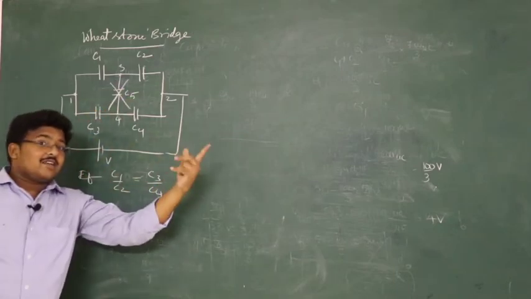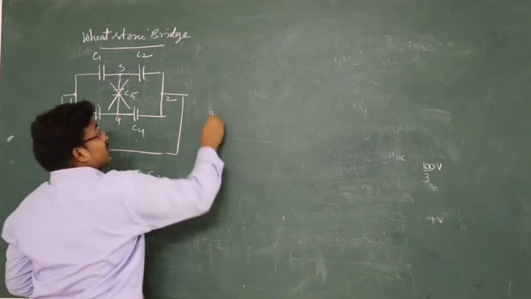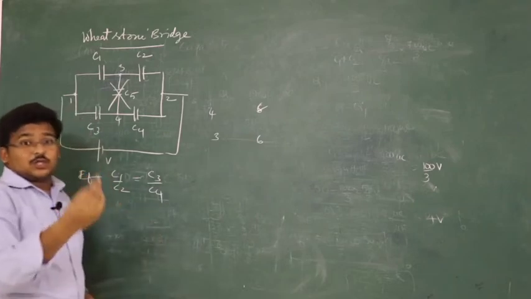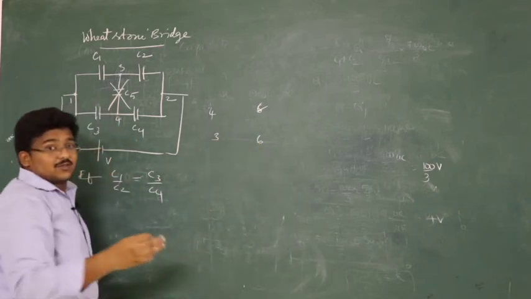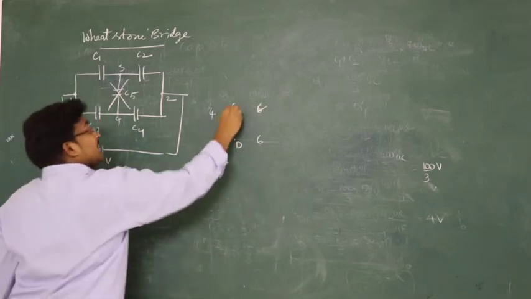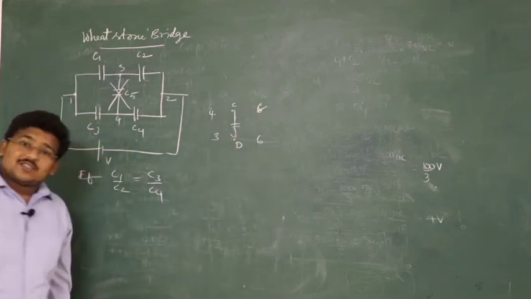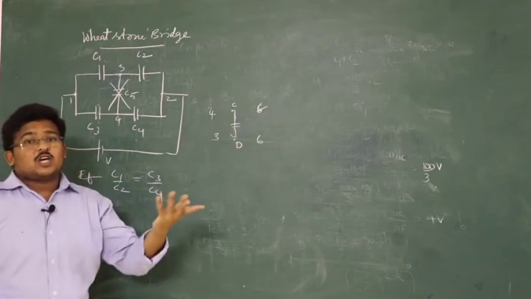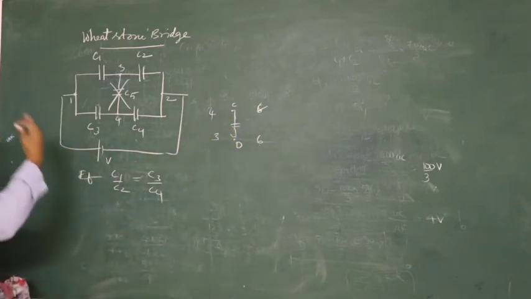What was the question earlier? I told you this is 4, this is 6, this is 8, this is 6. Now what is the ratio of 4 to 8? 1 to 2. What is the ratio of 3 to 6? 1 to 2. Here at C and D, the potentials are the same. Means if I keep any capacitor here, will it function? No, because the potential difference is 0. Charge will not pass. So that is the concept here.